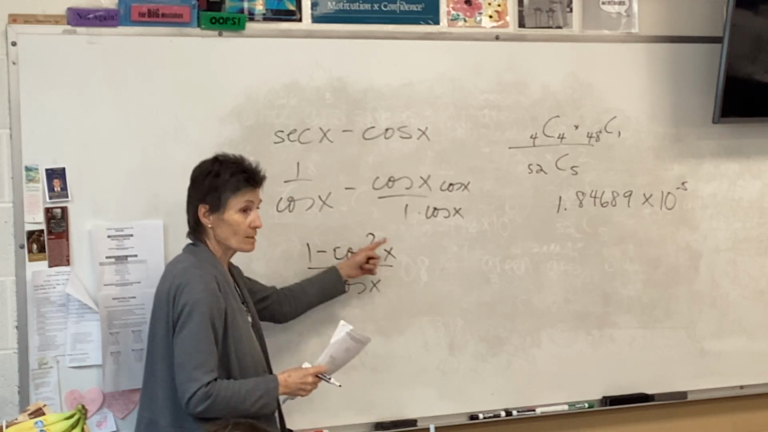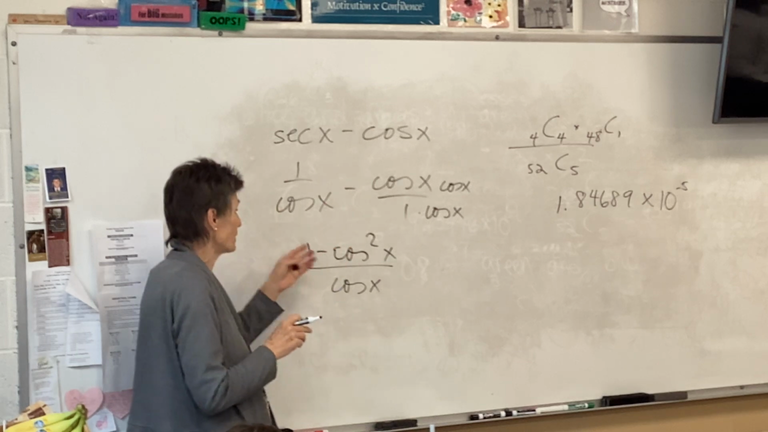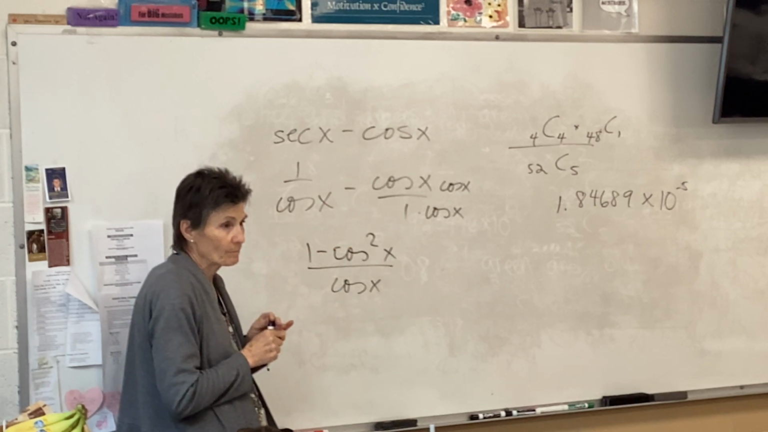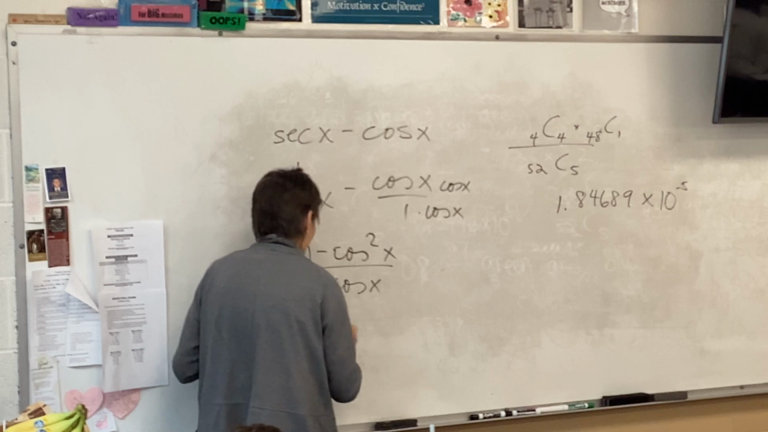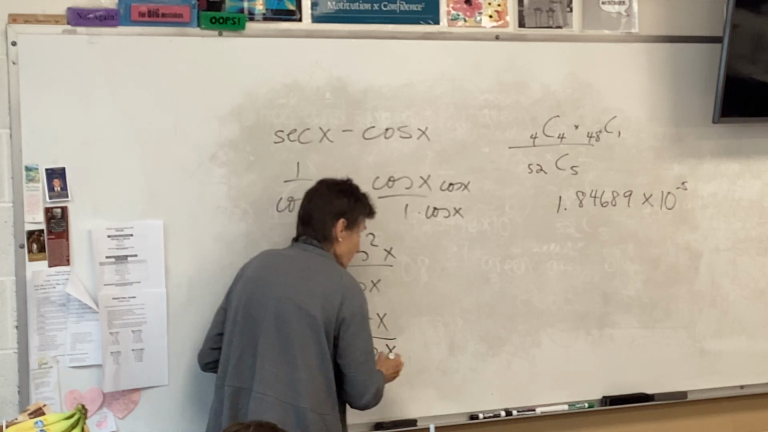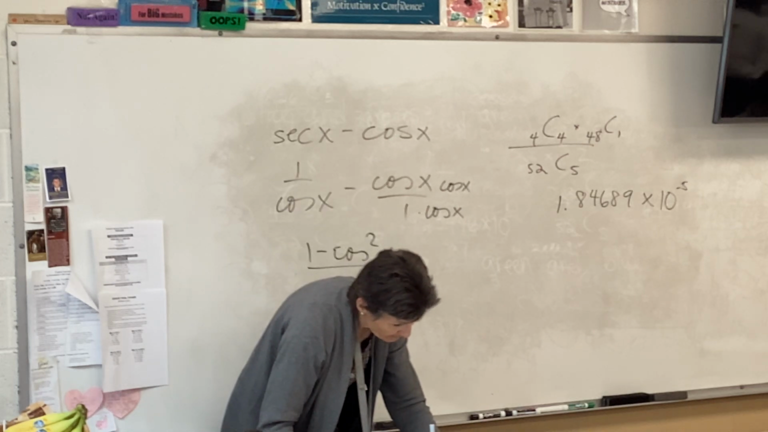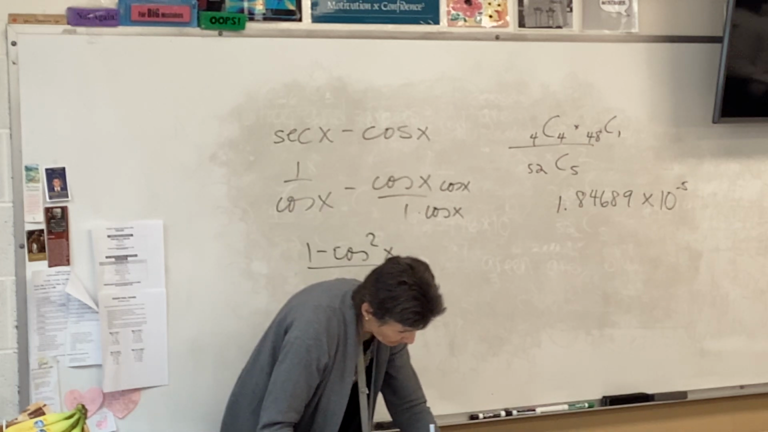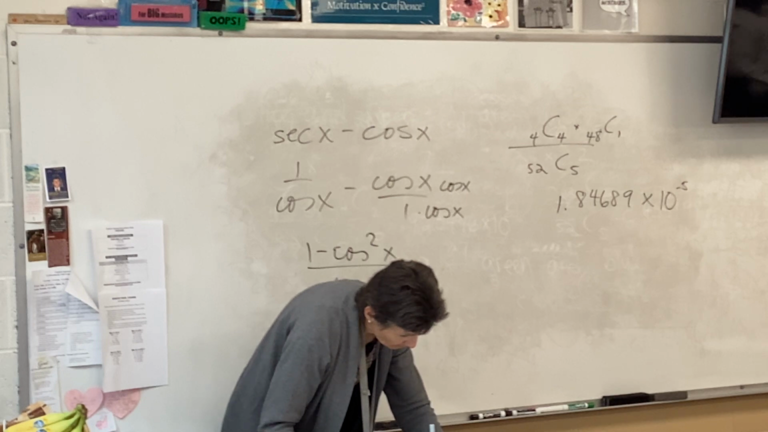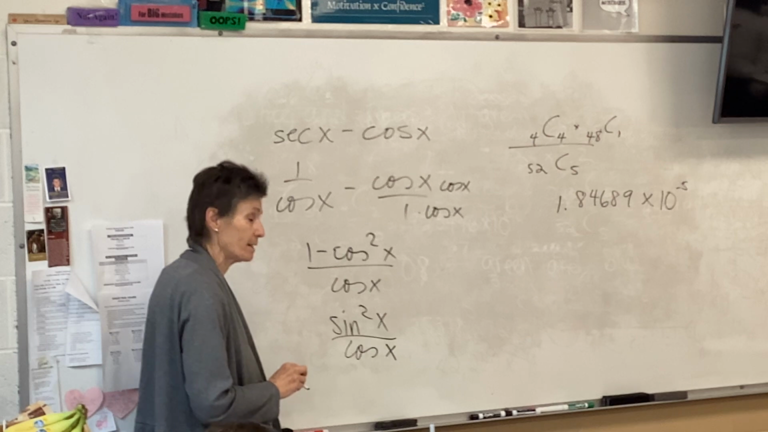Now this should cause you to think, oh yeah, I've seen that before. What's 1 minus cosine squared? Sine squared. So now we have sine squared over cosine. Now this is where we need to read the directions. Rewrite as a product involving tangent and sine only.